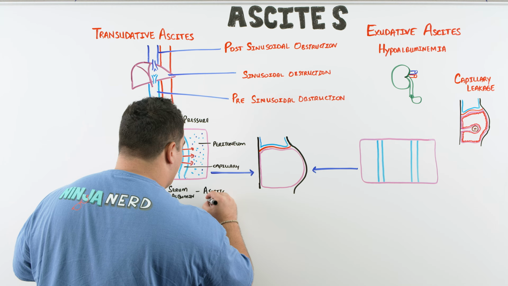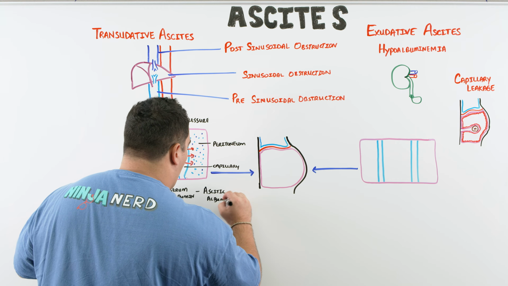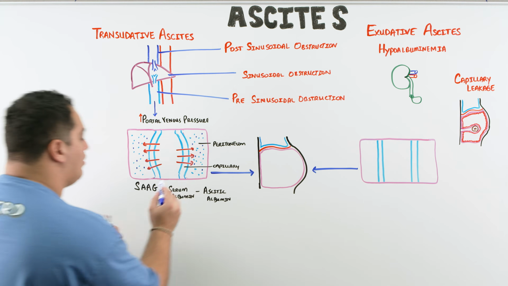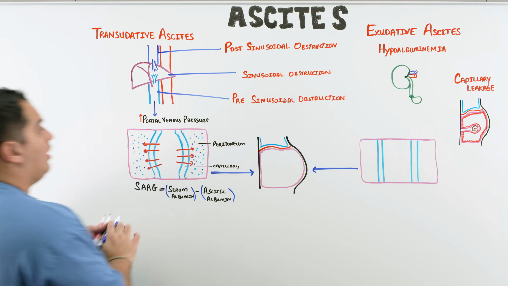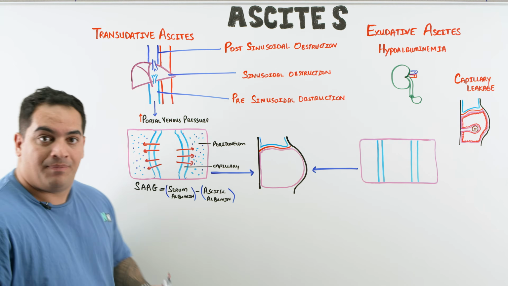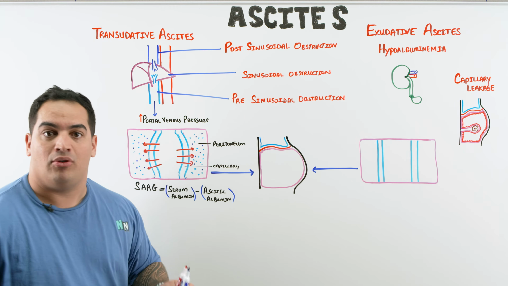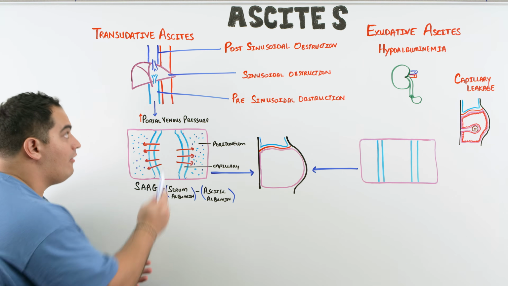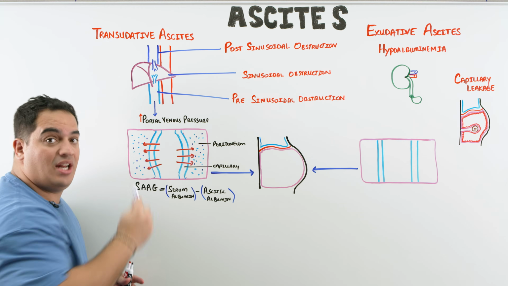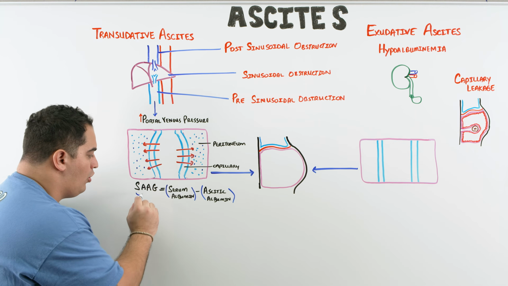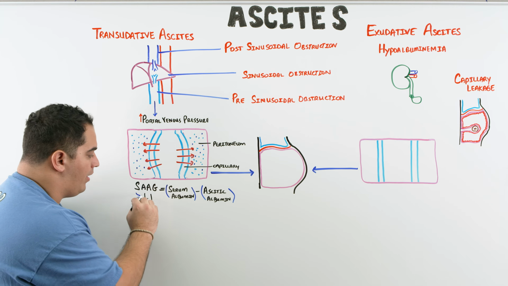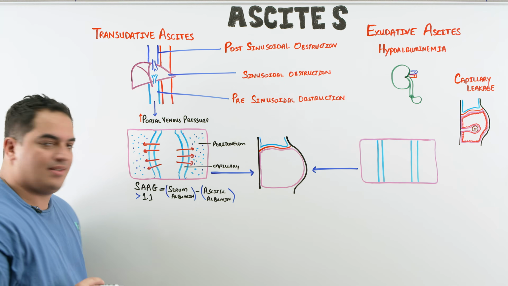Now watch this. What I know about all of these types related to the high portal venous pressures: if I stick a needle in there, pull some of that fluid off, and send it, the SAAG for high portal venous pressures, or transudative ascites, is always greater than 1.1. That's always the case.